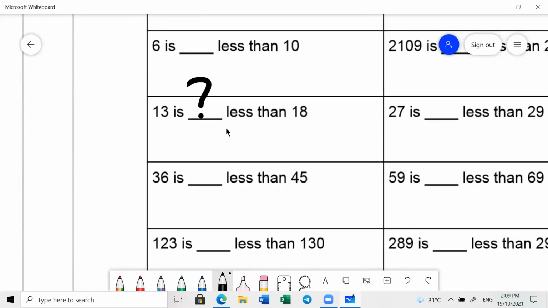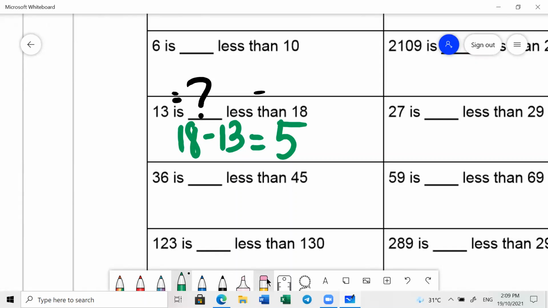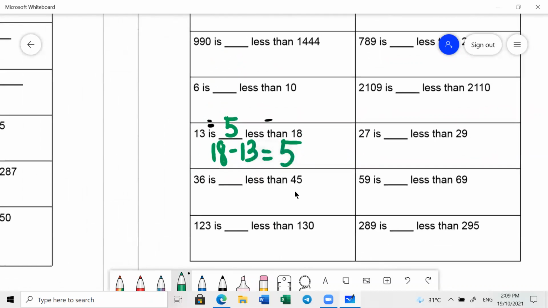What should I do? Question mark is in the middle, minus, minus, minus, correct? So same thing, is means equal, less than means minus. Now, when you do minus, it has to be big minus small, take away is big minus small, ding. So therefore, your answer must be 18 minus 13. You cannot do 13 minus 18. It must be 18 minus 13. Answer must be 5. Therefore, you want to replace away the question mark with the number 5. And you read the question now. 13 is 5 less than 18. Does that make sense? Yes, it does make sense.